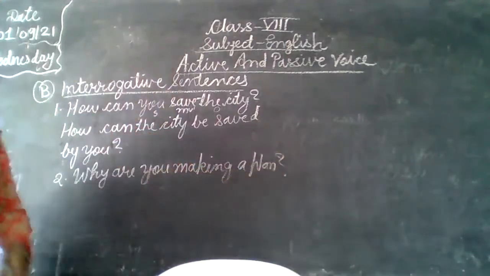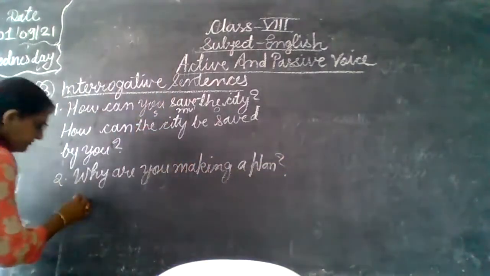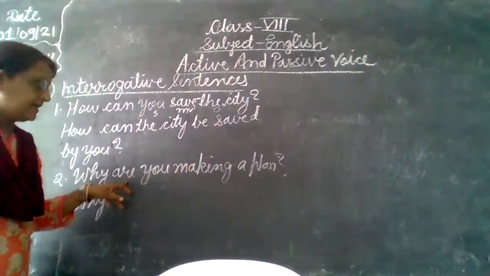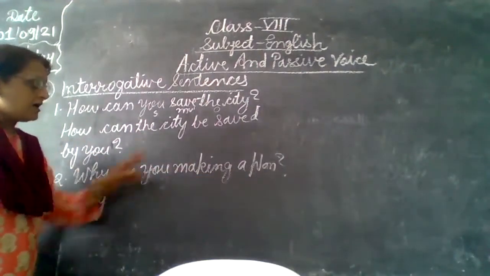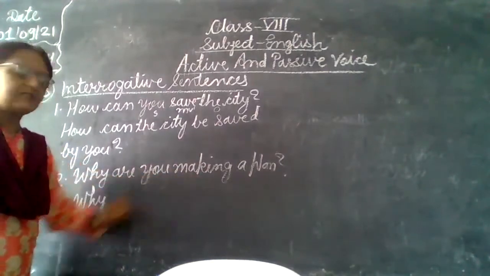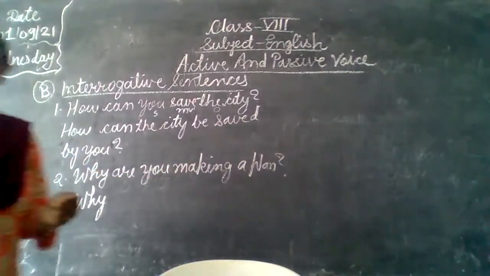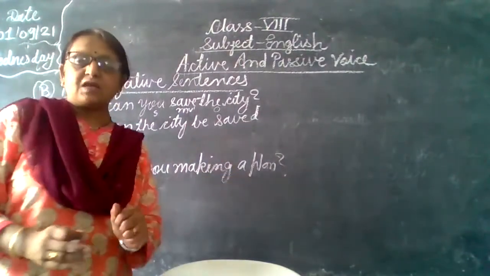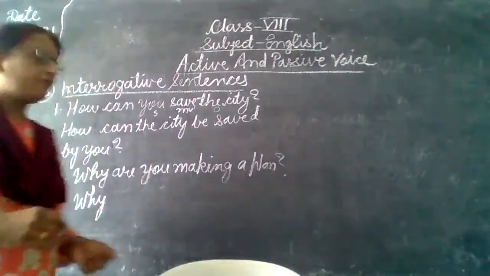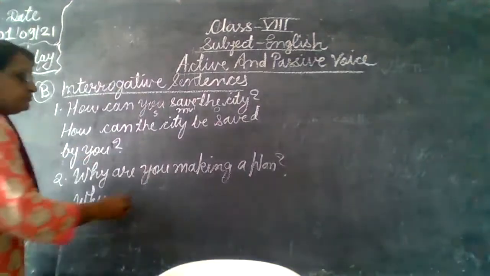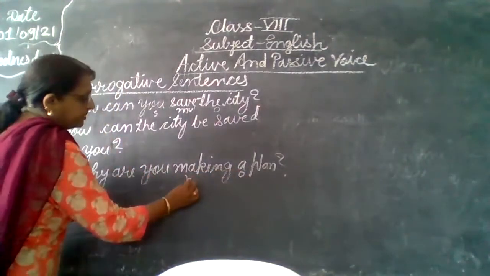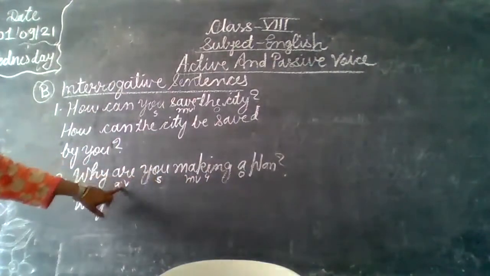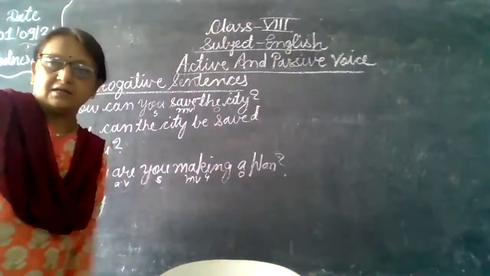Why are you making a plan? Now listen here. Why are you making, yes, this is our present continuous tense. Are and ing forms. In present continuous tense, we have object plus is being, are being, or am being, depending upon the object, and then main verb in the third form. A plan is our object, making is the main verb, and are is our auxiliary verb, and you is the subject.